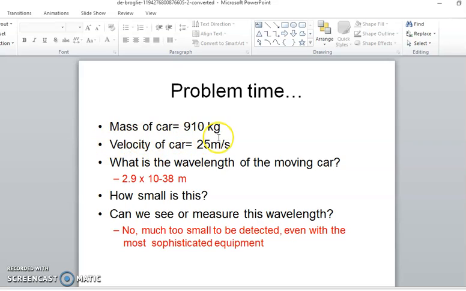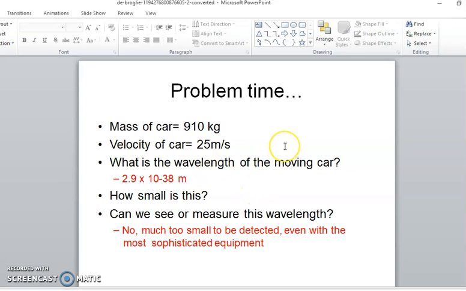Okay, say the mass of the car is approximately taken as 9-10 kg, and let us say it is moving with a velocity of 25 meters per second. And so, if you calculate the wavelength by applying the above expression lambda equal to h by mv, the value will be 2.9 into 10 raised to minus 38 meter. See, check the 2.9 into 10 raised to minus 38 meter, meaning that value is very small, isn't it?